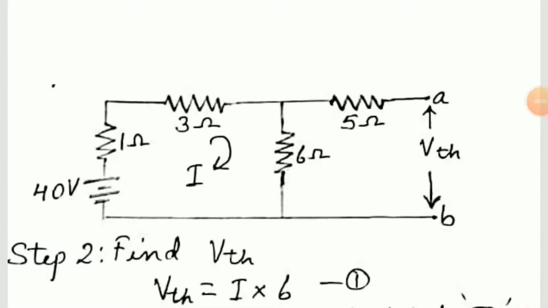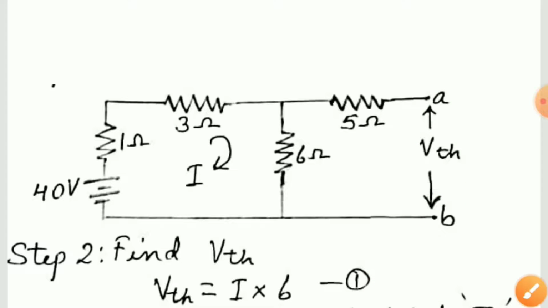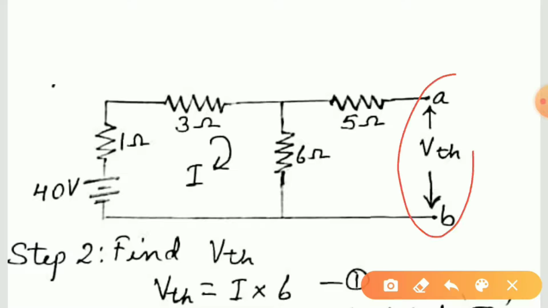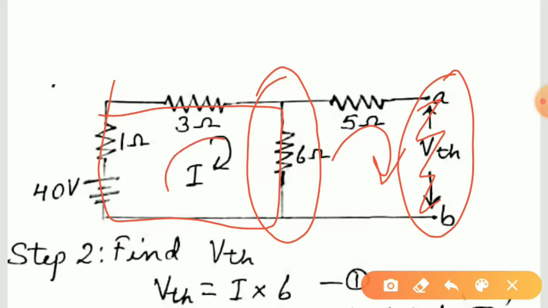Step 2 for Thevenin's theorem is to find VTh across load terminal AB, which is open circuit. Voltage drop across AB will be equal to voltage drop across this 6 ohm because no current is flowing through this loop as the terminals are open. Current flows only through closed path. So a current I will be flowing through this closed path.